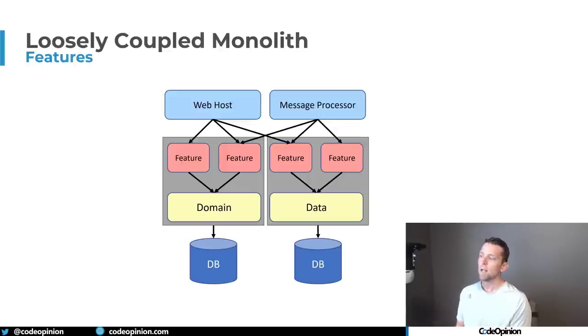So again, this is the concept I have of the loosely coupled monolith, where we have particular boundaries that don't communicate directly with other boundaries. They're using messaging to do so. And then you have these top level entry points, like a web host, which is ASP.NET Core or whatever the case may be. And you have a message processor that's communicating with your message broker to then push those messages to the relevant features.